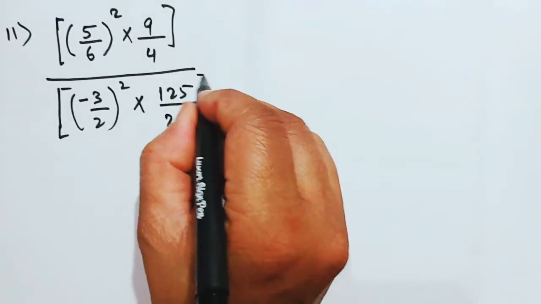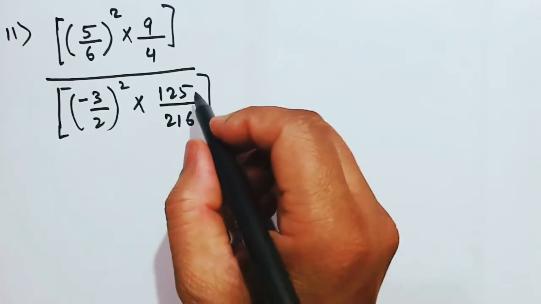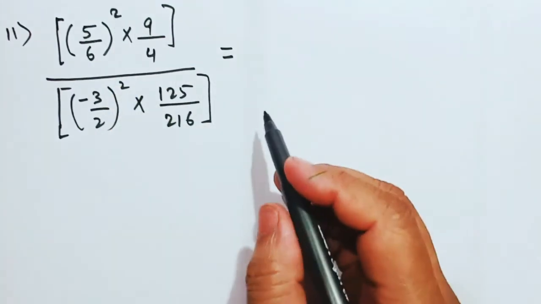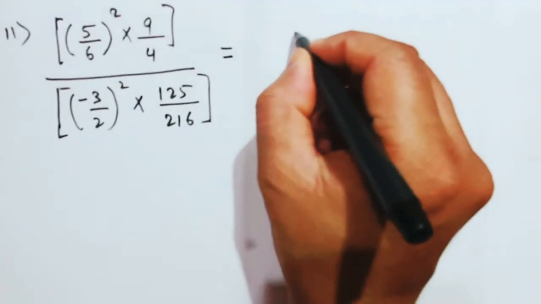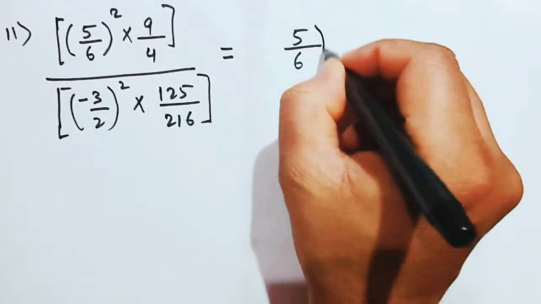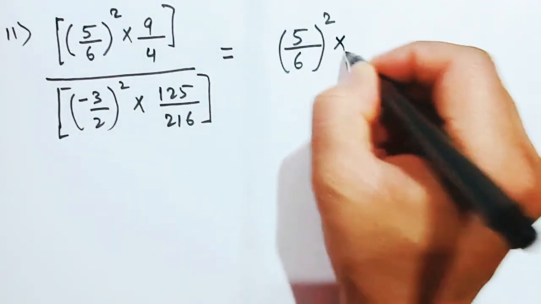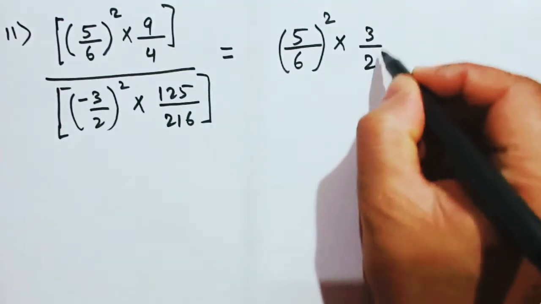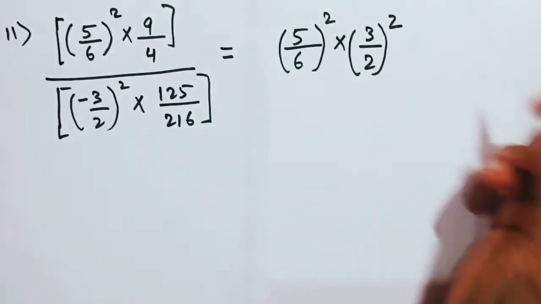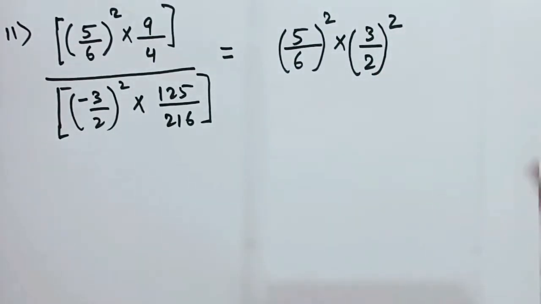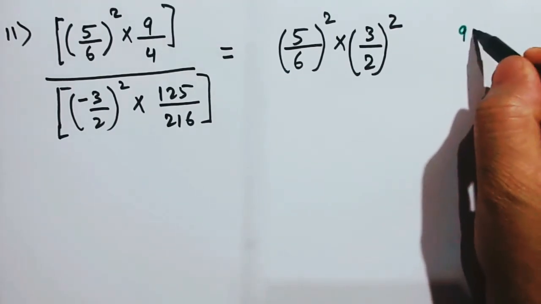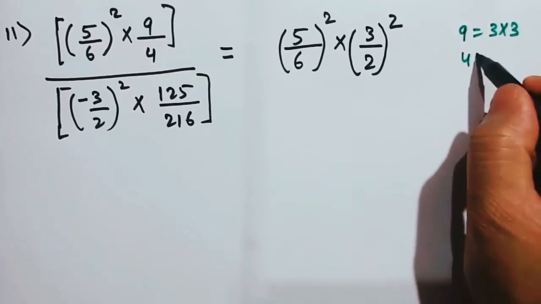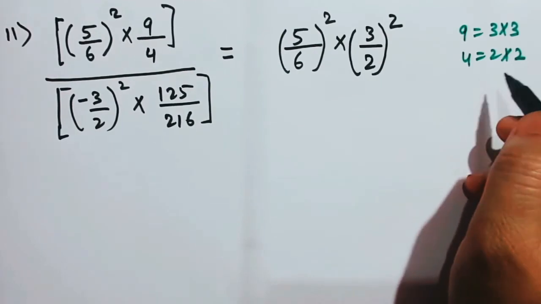This was our first part, that is writing the question correctly. Have a look here. 5 by 6 square, let me write this as it is, because I want to solve this in the simplest way. 9 by 4 can be written as 3 by 2 whole square. Now you will say how and why? Because 9 means 3 into 3, which is 3 square, while 4 is 2 into 2, which is 2 square.